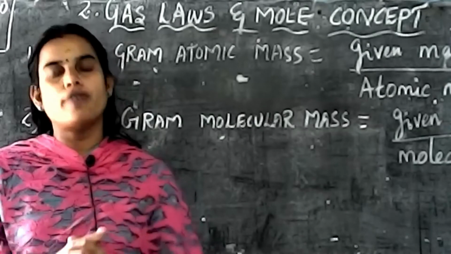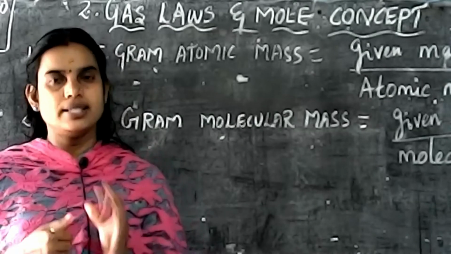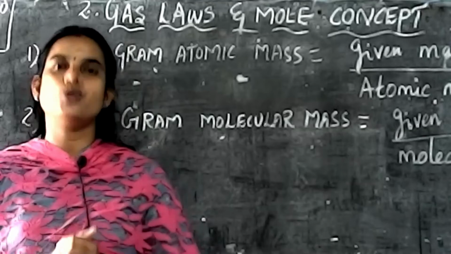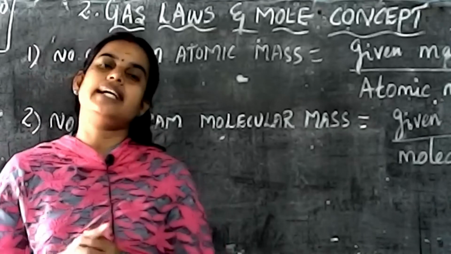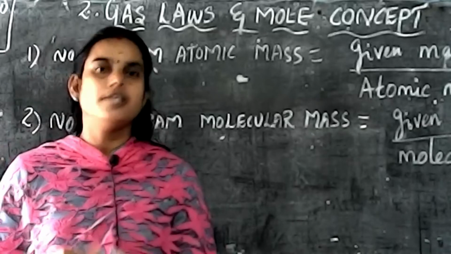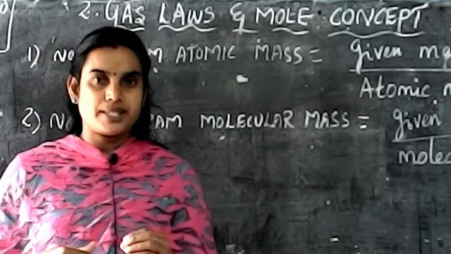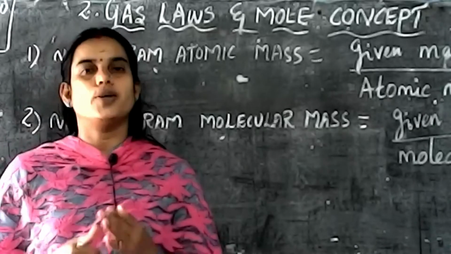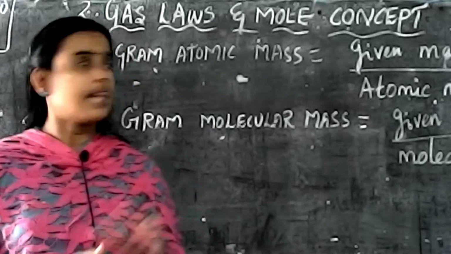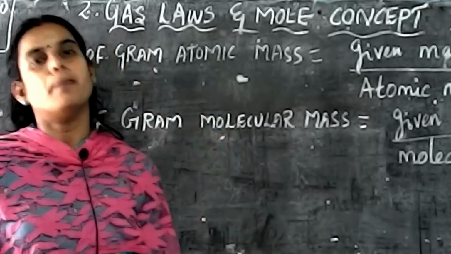What is the value of Avogadro number? 6.022 into 10 raised to 23 particles. So each and every substance contains this Avogadro number. An amount of substance is represented by the unit mole. Here we are going to study the new formulas related to the mole concept.